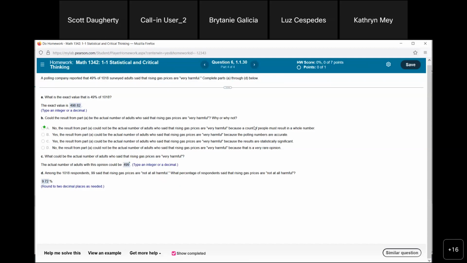And so the problem that we're going to run into here is the only way to get the original number is on a calculator. You would multiply, well, first of all, 49% written as a decimal is 0.49. So you would take 0.49 and multiply it by 1,018. And the exact number you would get is 498.82.